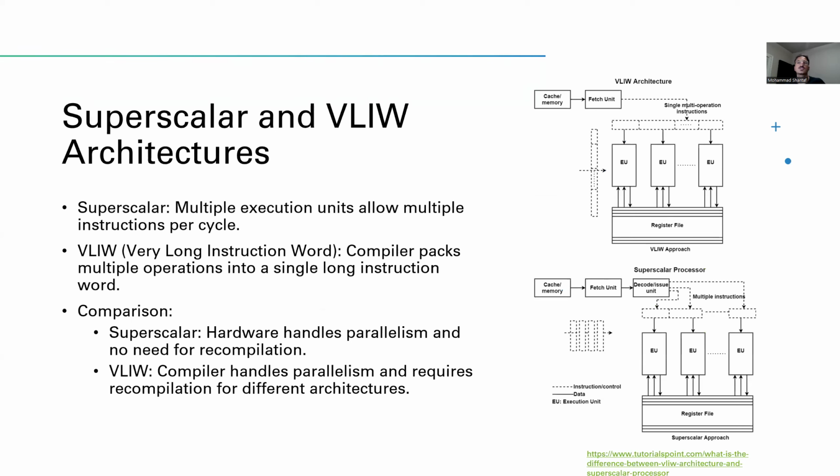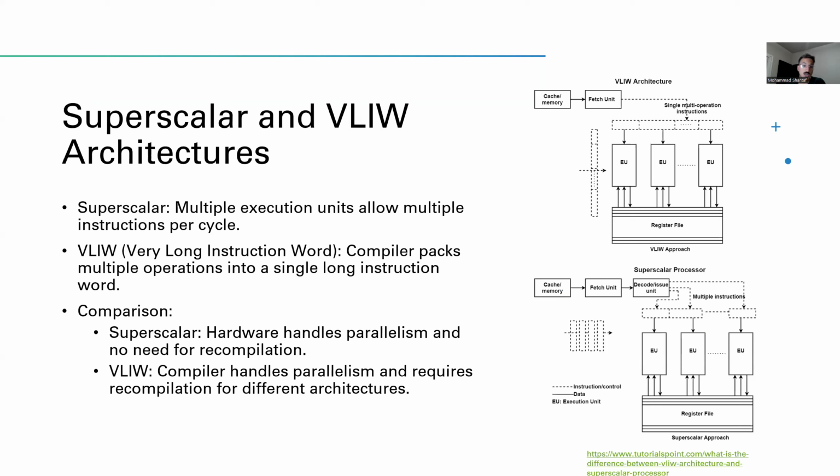Next, we'll be talking about superscalar and VLIW architectures. So, what are superscalar architectures at first? There are multiple execution units allowing multiple instructions per cycle, whereas VLIW stands for very long instruction word, where the compiler packs multiple operations into a single long instruction word. Well, how are they different?